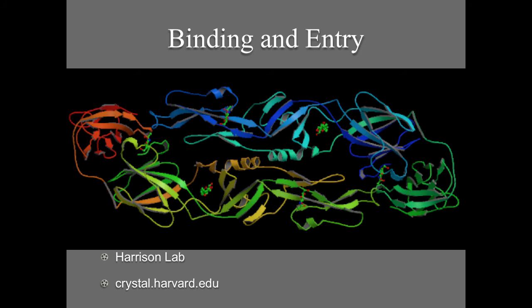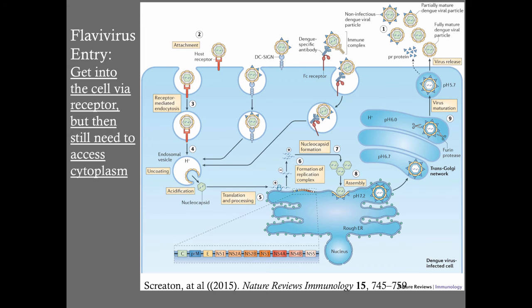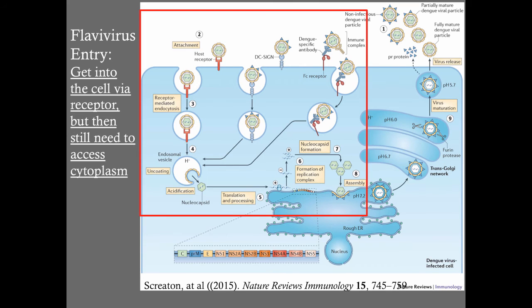This is another look at the envelope protein. Again, this is a dimer, here's one and then another one lying next to it, with probably this hinge region being important for receptor binding. So flavivirus entry, I copied this slide from somewhere. This is the whole life cycle, but I'm just going to focus on this entry part here.